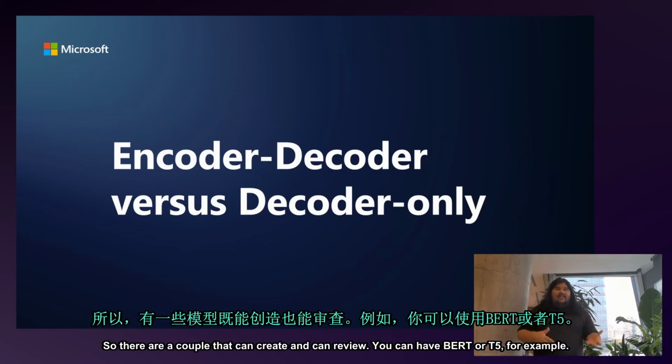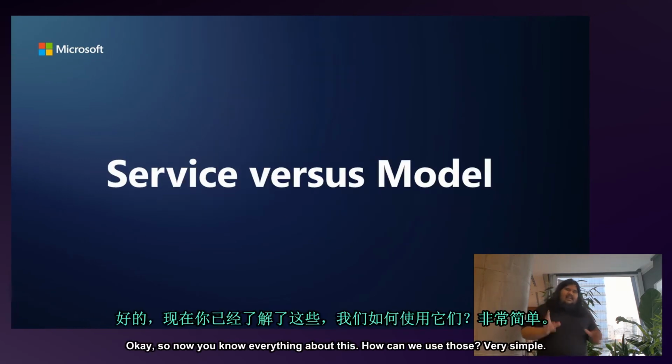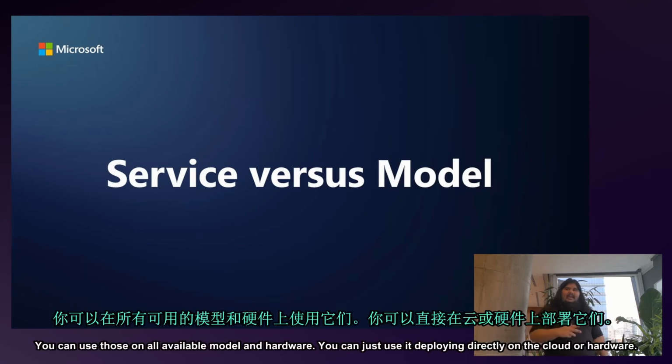So then I have models that can both create and review. We can have BART or T5, for example. Now we are making great progress, but how to make those available? Okay, so now you know everything about this. How can we use those? Very simple. You can use those on an available model and hardware.